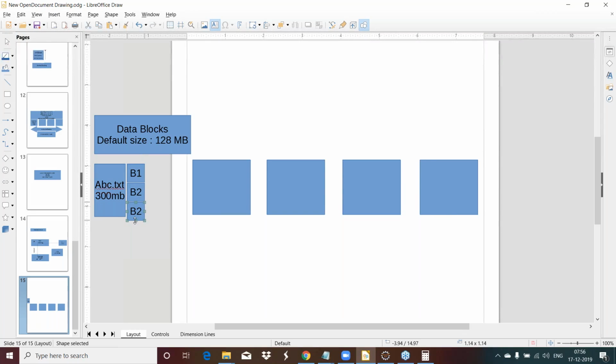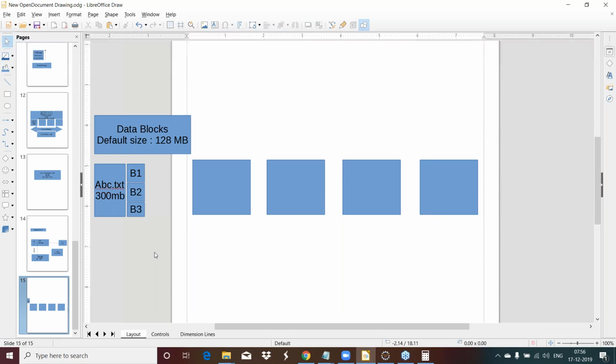So the third block which will be there, that block would be of size 44 MB. So your file has got divided into three blocks. The first is B1 of 128, B2 128, and B3 44 MB.